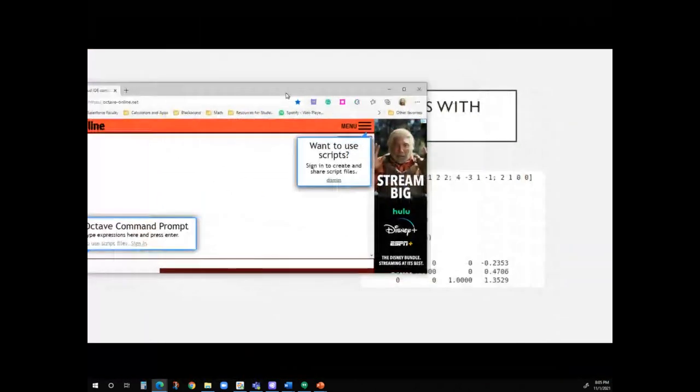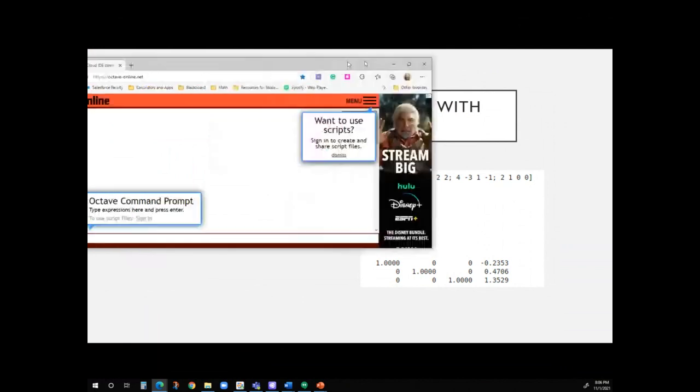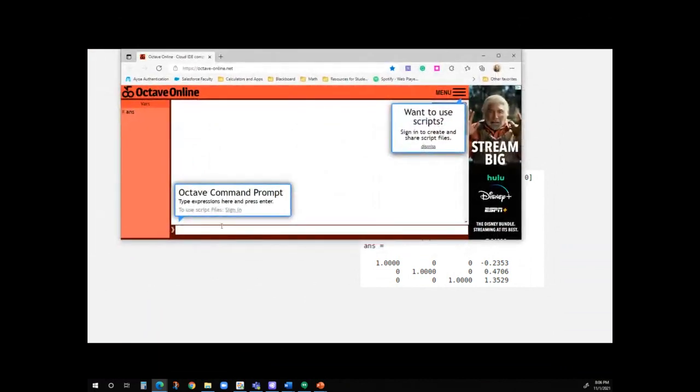So I have an example right here. When you enter in a matrix, you do it row by row, with semicolons between each row and then a space between each number. And you can verify that you entered it correctly, because after you hit enter, it will display, and that gets typed right down here.